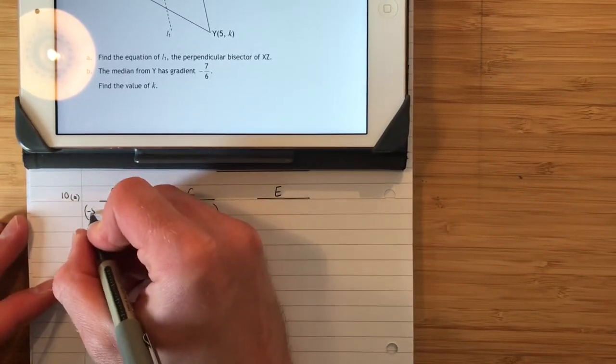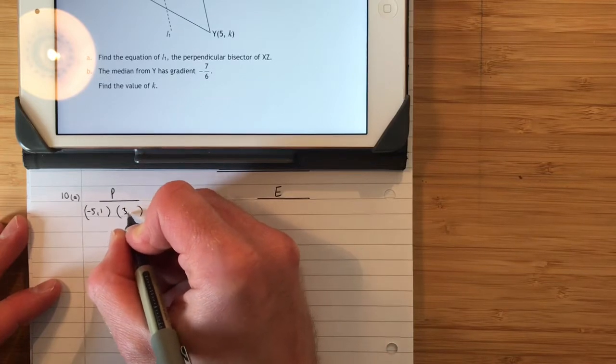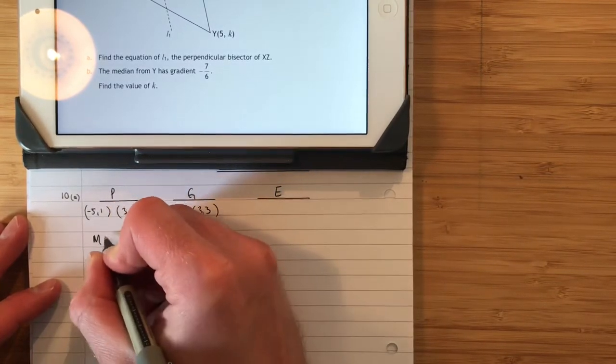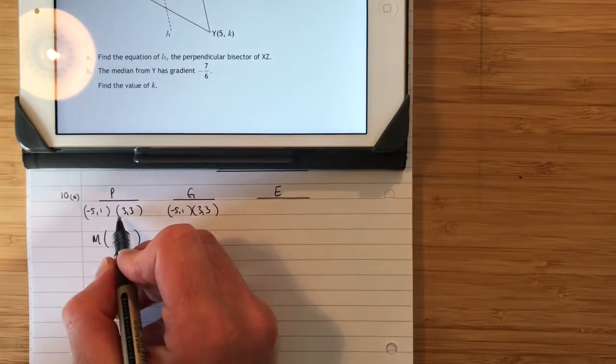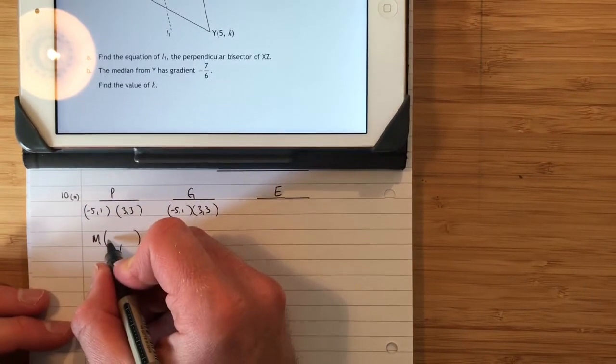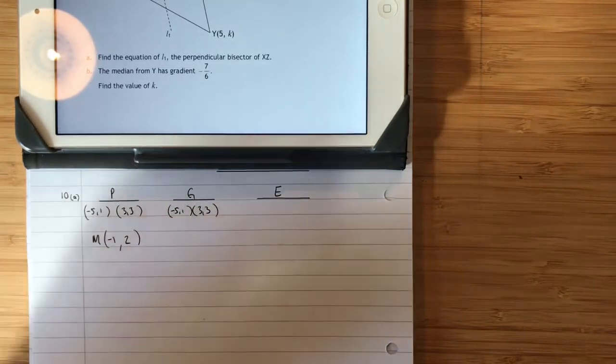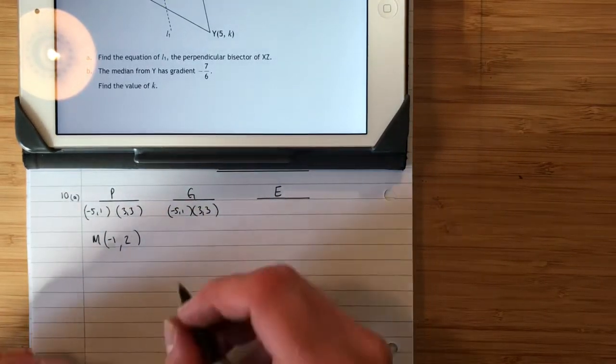X is negative 5, 1. Z is 3, 3. So my midpoint will be negative 5 add 3 is negative 2. Half it is negative 1. 1 add 3 is 4, half it is 2. So it's negative 1, 2 as the midpoint.